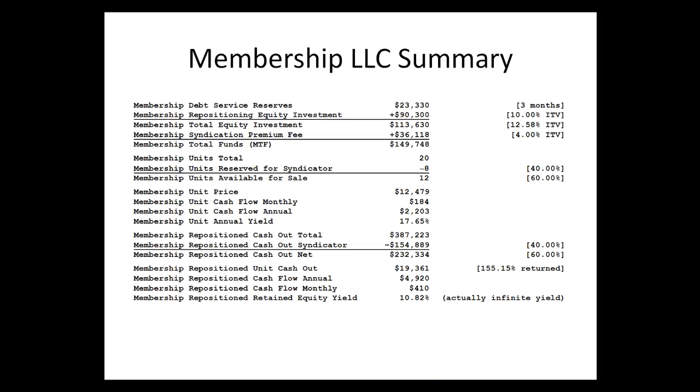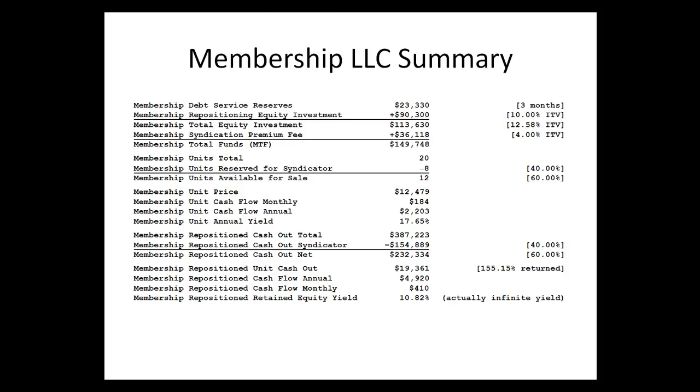Now, this property will be purchased in the name of a membership LLC, a limited liability company. And this is the summary of how that company will be financed. We start with debt reserves for 3 months, plus an equity investment in the purchase of the property, which will be 10% of the investment to value. And then we add a 4% of the ITV as a syndication premium fee. This is paid up front to the syndicator for arranging the deal, structuring it, and assigning the purchase contract to the membership LLC. The membership total funds is therefore $149,748.